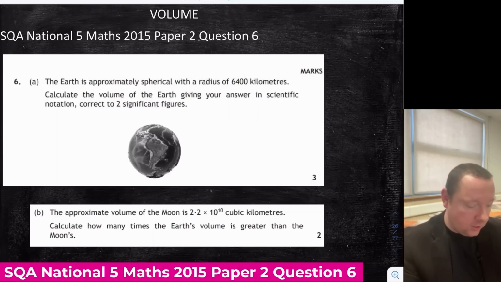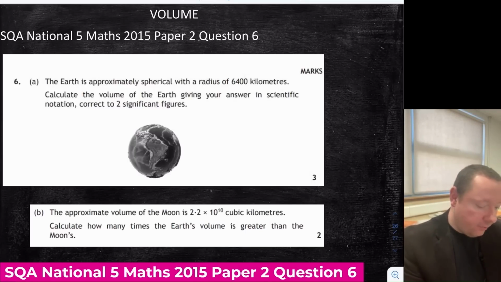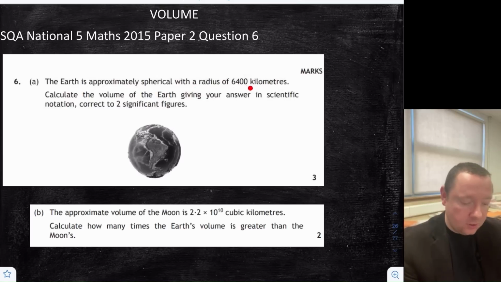2015 paper 2 question 6 on volume. We've got 2 parts to this. Part A says the Earth is approximately spherical with a radius of 6,400 kilometres. Calculate the volume of the Earth, giving your answer in scientific notation, correct to 2 significant figures. And then part B says the approximate volume of the Moon is 2.2 times 10 to the 10 cubic kilometres. Calculate how many times the Earth's volume is greater than the Moon.